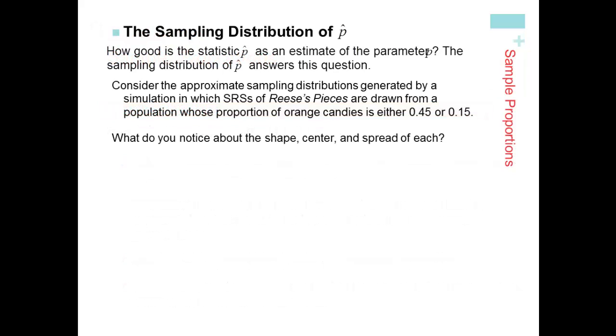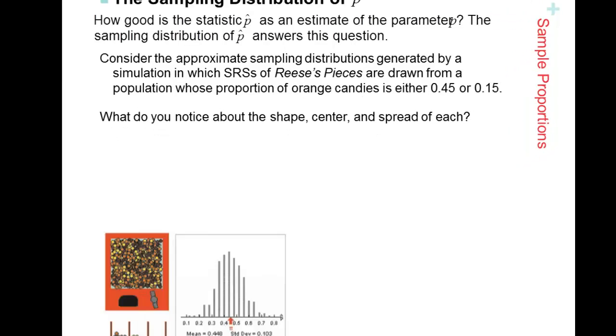How good is a statistic p-hat as an estimator of our parameter p? The sampling distribution of p-hat answers this question. Consider the approximate sampling distributions generated by a simulation in which a simple random sample of Reese's Pieces are drawn from a population whose proportion of orange candies is either 0.45 or 0.15. What do you notice about the shape, center, and spread of each?